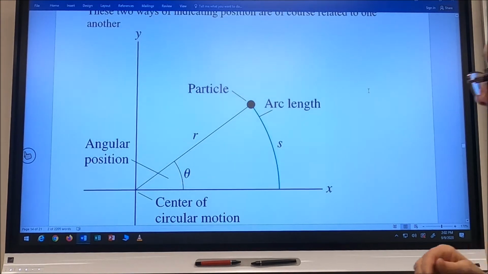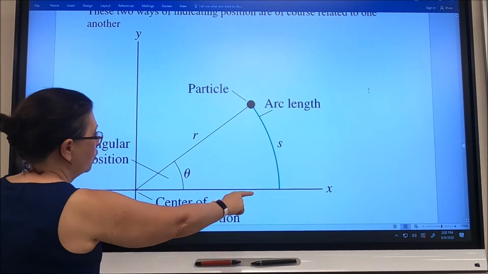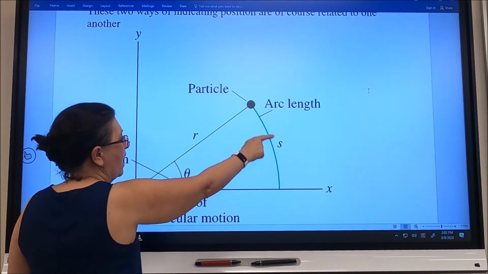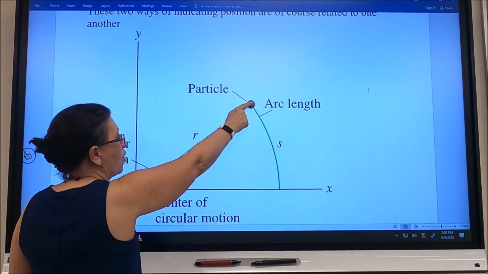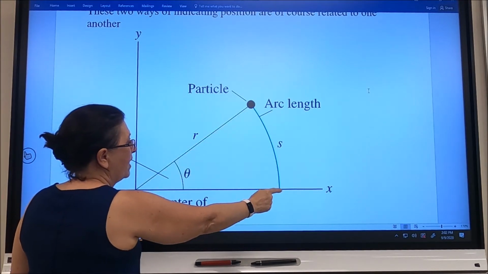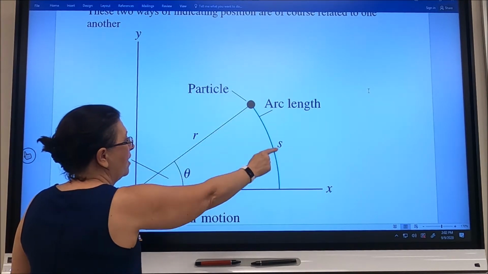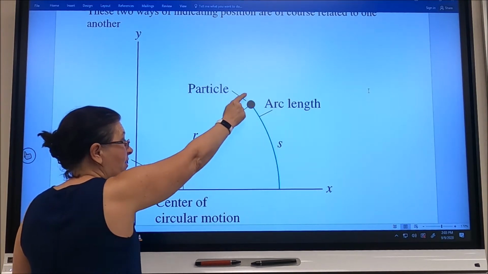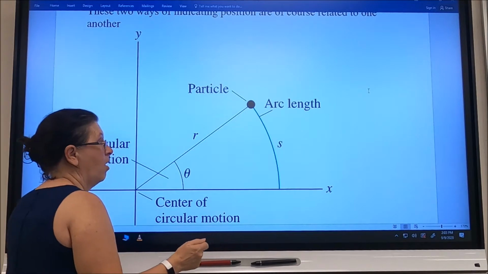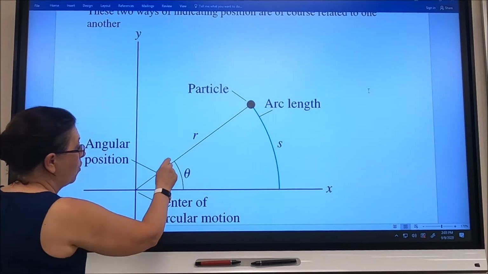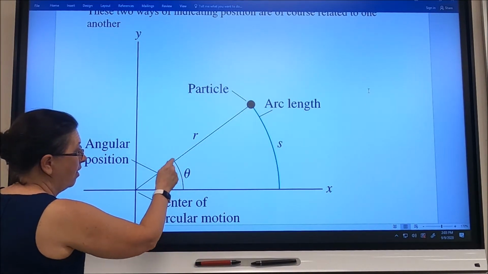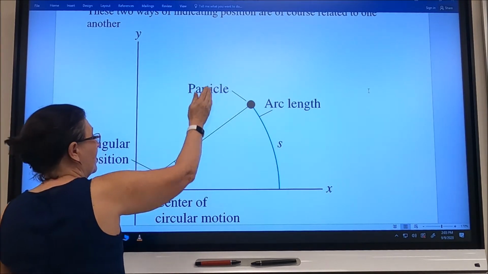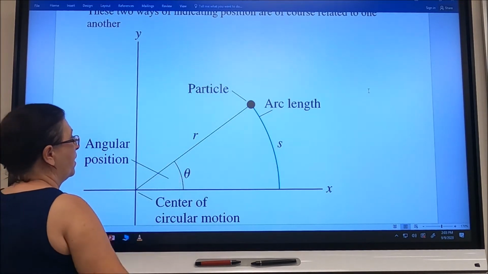Okay, guys, let's look at this image. If we started out here and we've traveled to this location, we've moved through an arc length S. Or if we consider this our zero position and we're at this position, then we're at a distance S along the arc. And that corresponds to an angle theta that has been swept out. So as the arc length gets bigger, theta gets bigger.